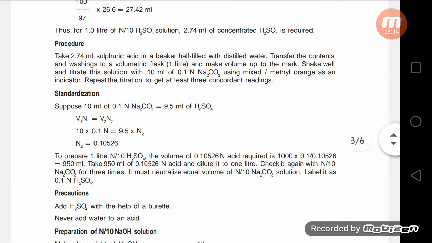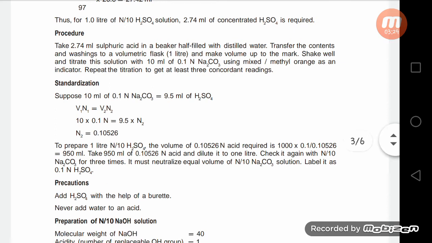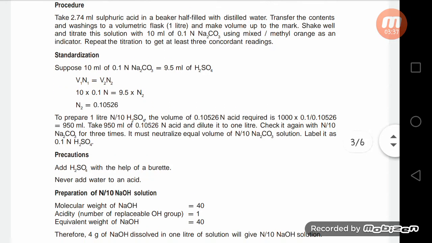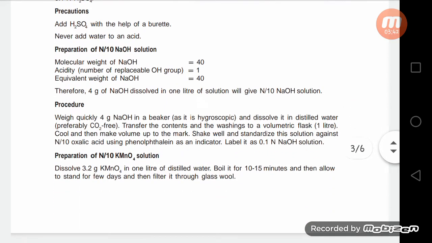So let's see its procedure. Take 2.74 ml sulfuric acid in a beaker half filled with distilled water. Transfer the content and washings to a volumetric flask. Make up the volume up to the mark. Shake well, then titrate this solution with 10 ml of 0.1 N Na2CO3 using mixed methyl orange as an indicator. Repeat the titration to get at least 3 concordant readings.